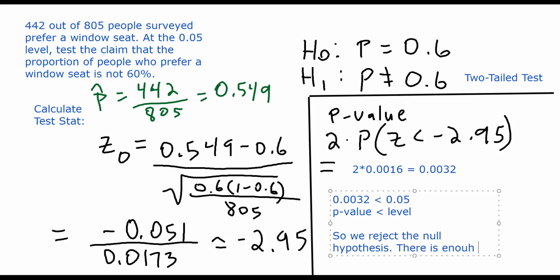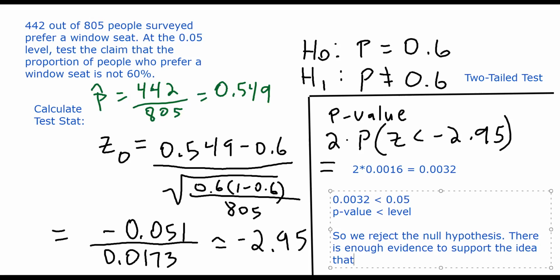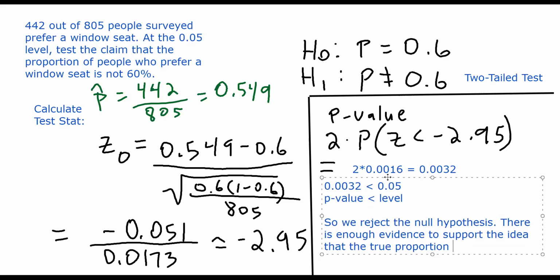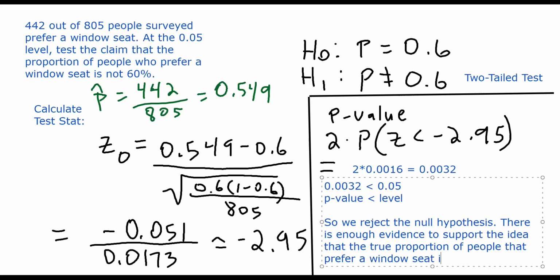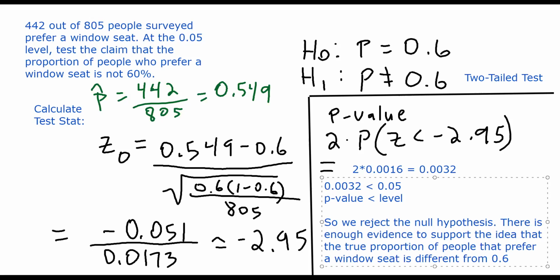There is enough evidence to support the idea that the true proportion of people that prefer a window seat is different from 0.6. That's all we're saying. We're just saying, hey, we rejected the null, thus we went with the alternative hypothesis.